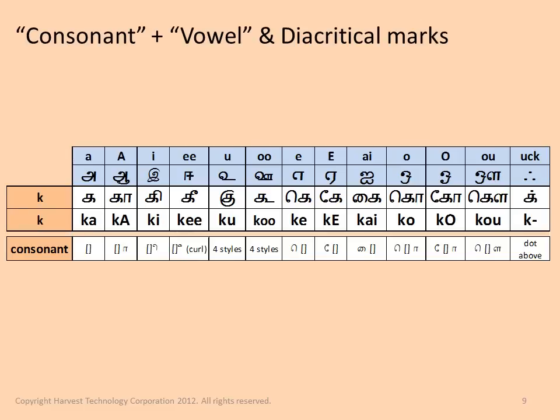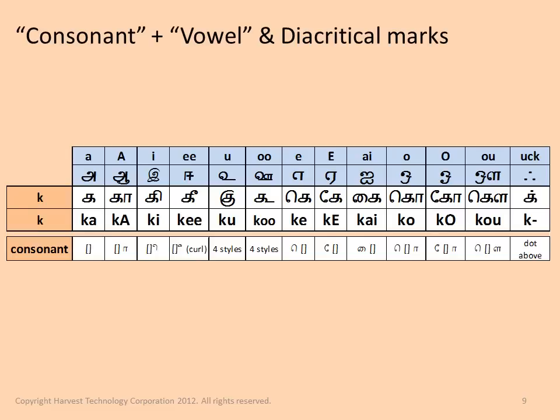In addition to the consonants we just covered, other consonants are formed by combining those first consonants with the vowel sounds. If you see here, the top uses the Dravidian script and the bottom uses the transliterated script. If we use the first consonant, k, and combine it with each of the vowel sounds, you get different consonants.